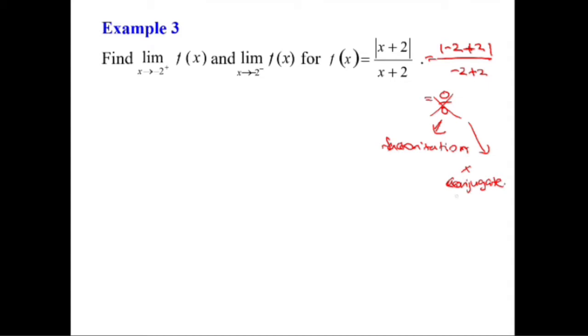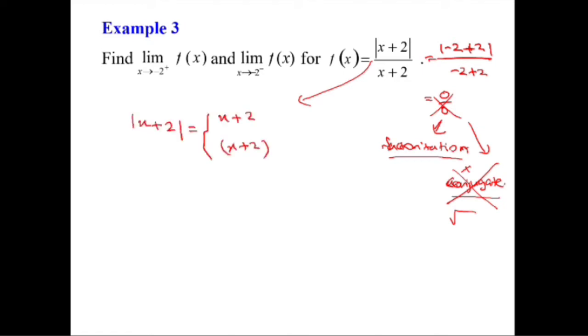Remember, to multiply conjugate, you can only use that method whenever there is a surd or square root. But there's no surd for this question. It's just an absolute function. So we have to use the method of factorization. And to factorize, we have to first split your absolute function into a piecewise function. To split the absolute of x plus 2, first start by writing x plus 2 positive and then write negative outside with the bracket of x plus 2.